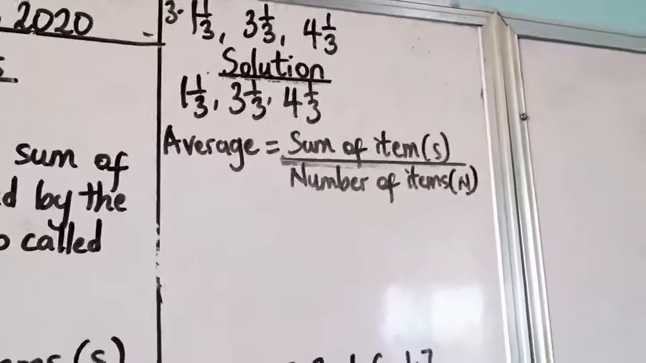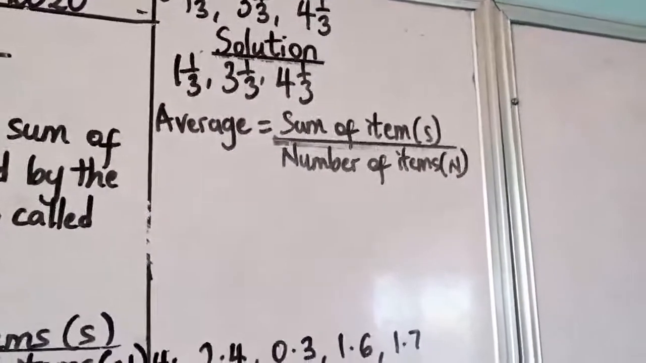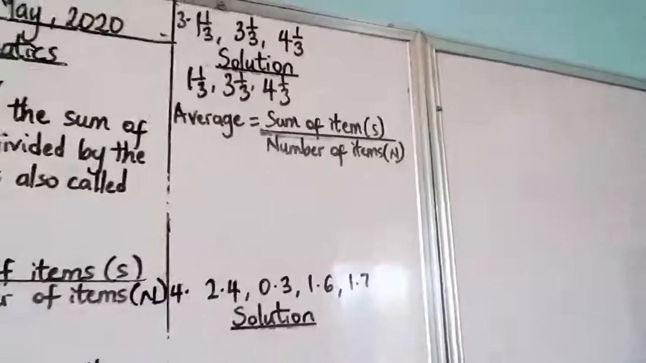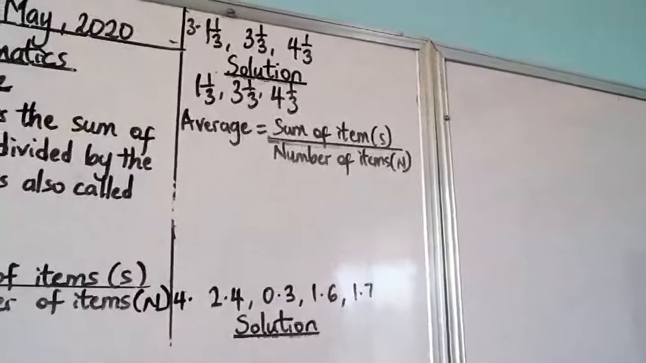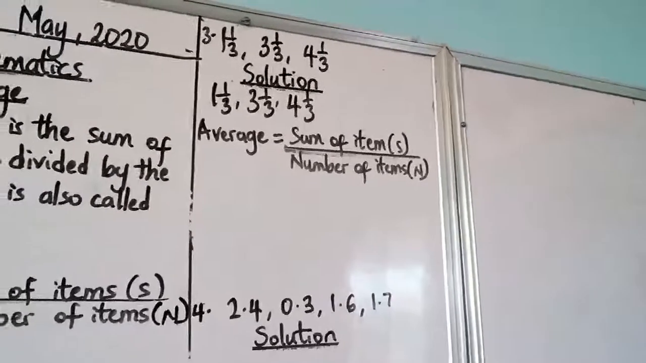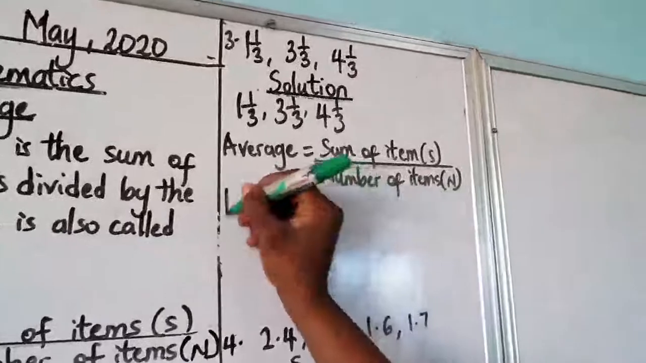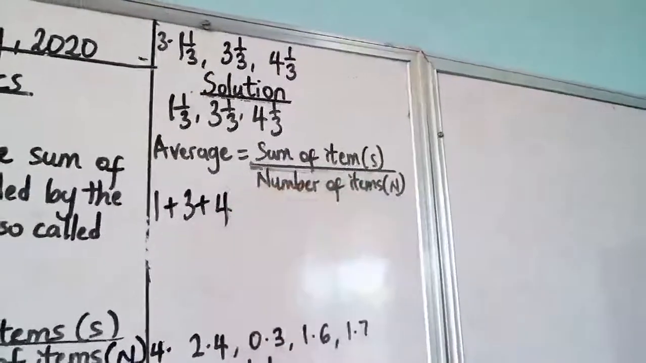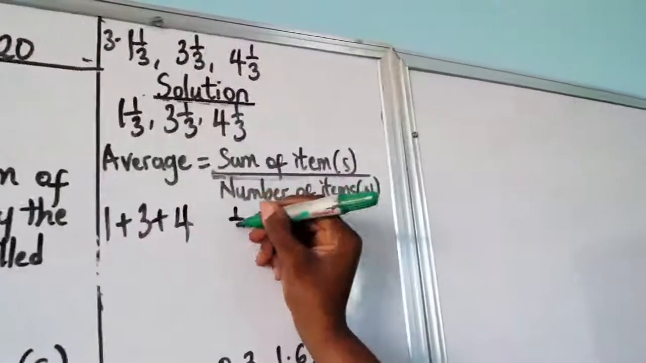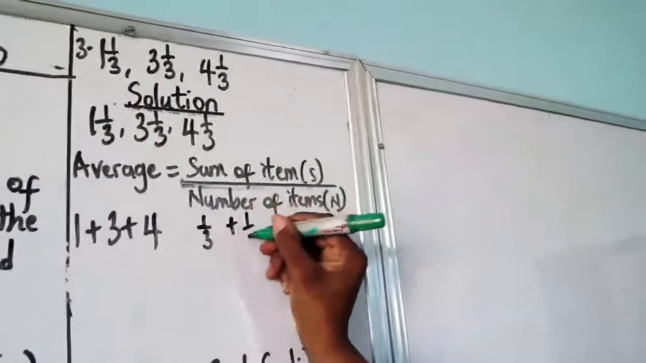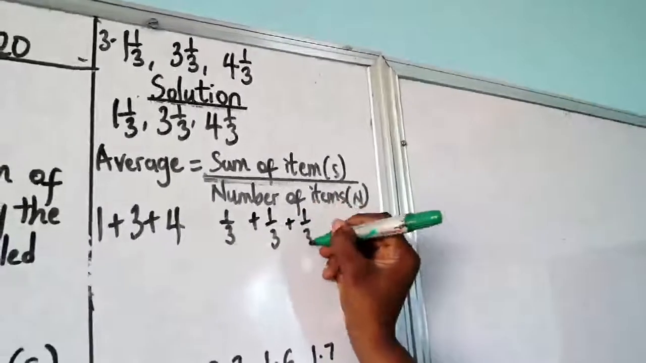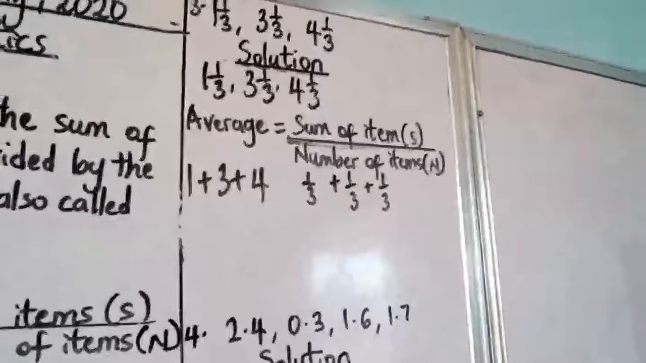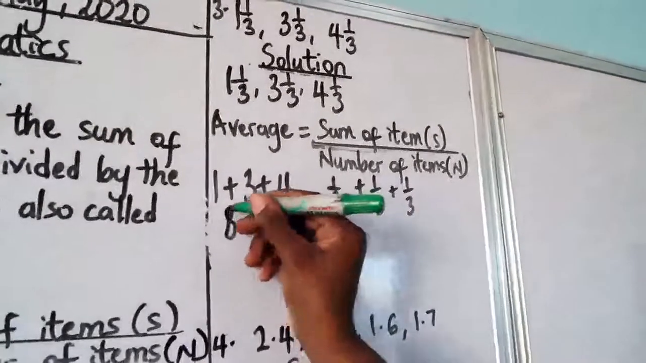Now we have already listed out our items. Remember that when we are doing addition of fractions, you bring the whole numbers to one side and the fractions to the other side. Let's extract the whole number from these mixed numbers. We have 1 plus 3 plus 4. And then we have the fraction on this side. 1 over 3 plus 1 over 3 plus 1 over 3. So let's add up the whole numbers. 1 plus 3 is 4. 4 plus 4 is 8. So I have 8 whole number.